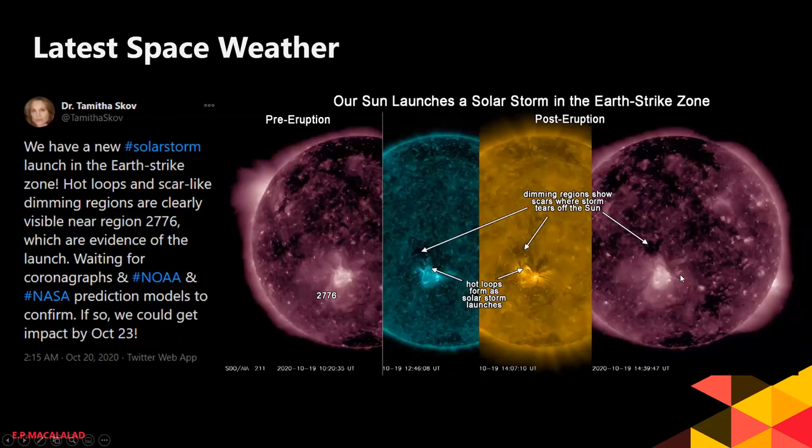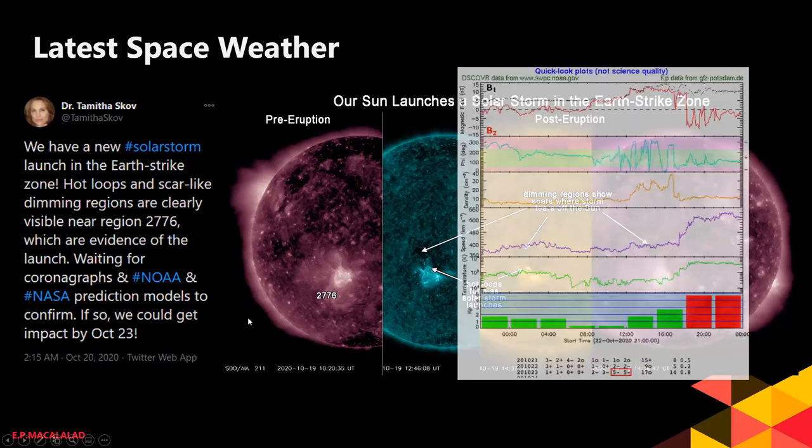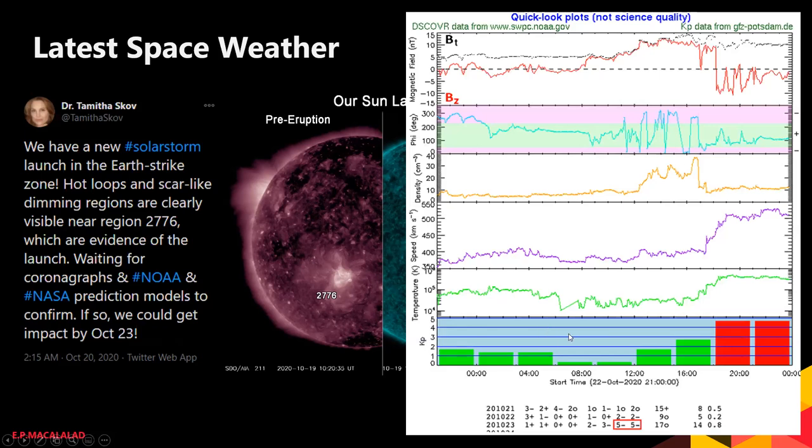Now, what happens here is that, okay, so it was mentioned here by Dr. Skov that we could have an impact by October 23, ngayon, no? Today. And indeed, I just obtained this a few hours ago, and it did happen. So for example, this is your Bz. This is solar wind data coming from the DSCOVR spacecraft, but this is only quick look plots, not science quality.